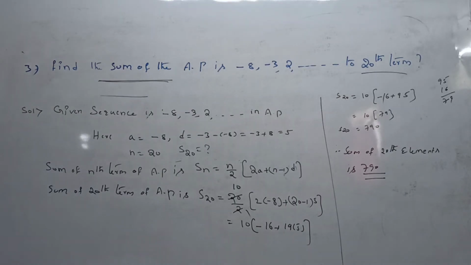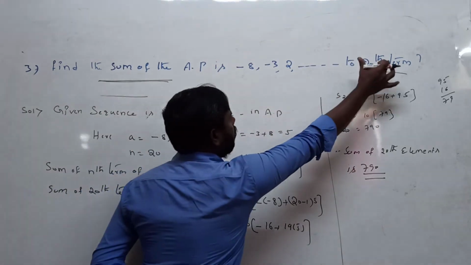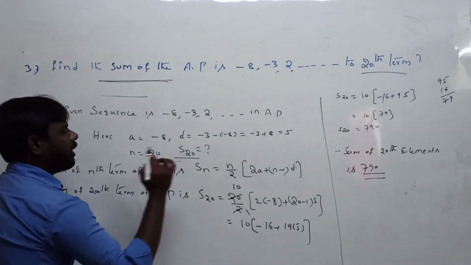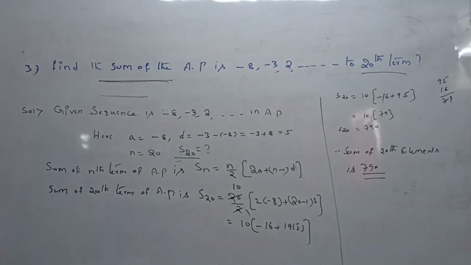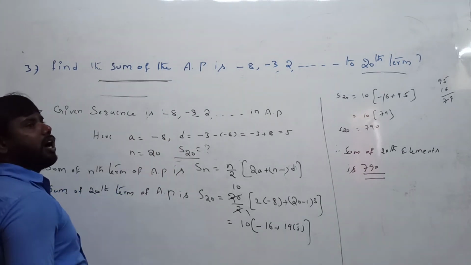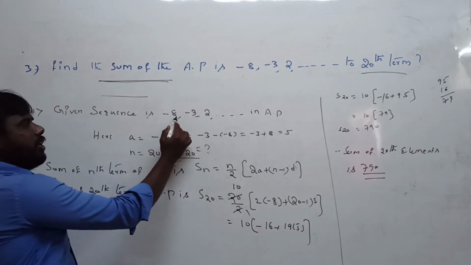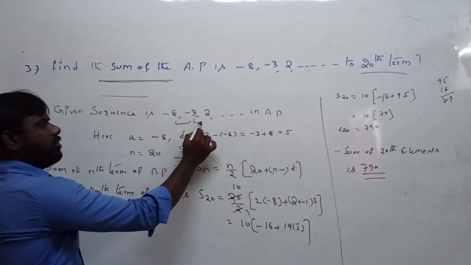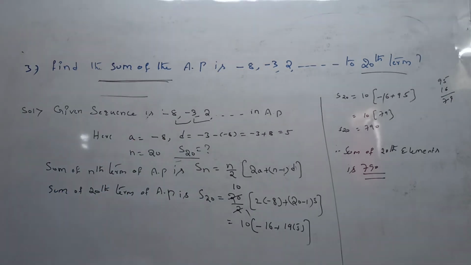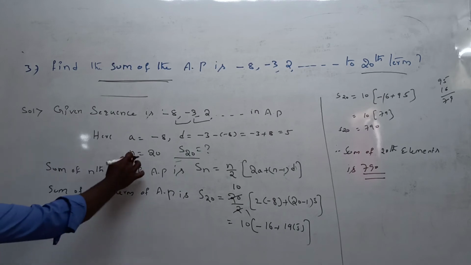What are they asking? Find the sum of the 20th term. What is the given sequence? Minus 8, minus 3, 2. The difference between any two elements will be the same. This difference is also 5, and this difference is also 5. Now what is n? n is equal to 20.